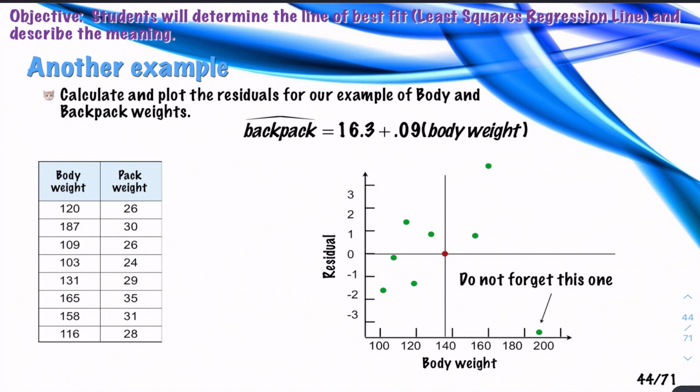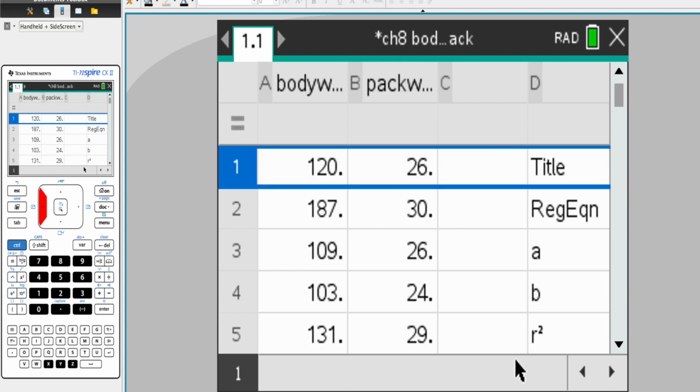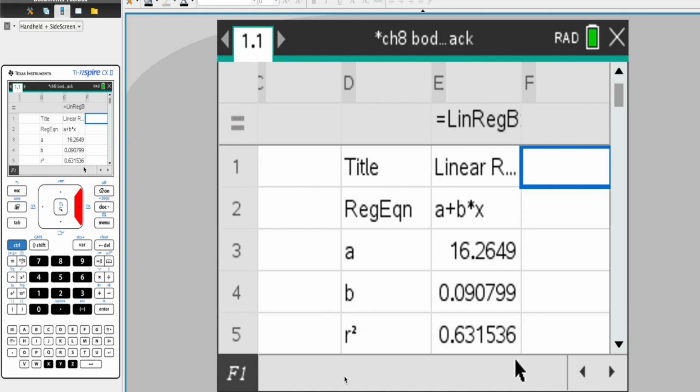So if we go back to our model with body weight and backpack weight, we previously calculated the model. We have backpack hat is equal to 16.3, which is our y-intercept, plus 0.09 times the body weight. We've typed this in. So switching over to our graphing calculator, previously we had entered in our body weight and our backpack weight. We got our line of best fit.